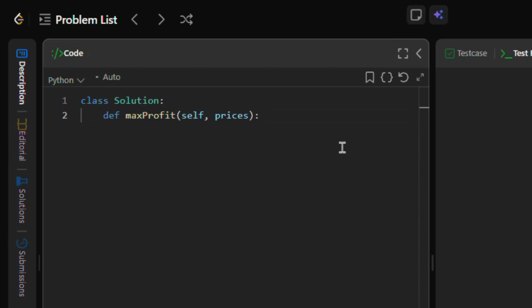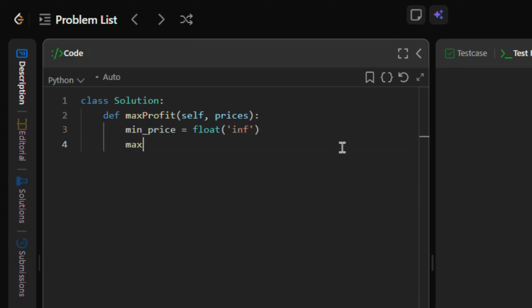Our goal is to figure out the most money we could make by choosing the best day to buy and the best day to sell. We initialize min price to infinity, basically the largest possible value. This is like saying, I haven't seen any price yet, so assume the highest imaginable price. As we loop, we'll keep updating this with the lowest price we encounter.